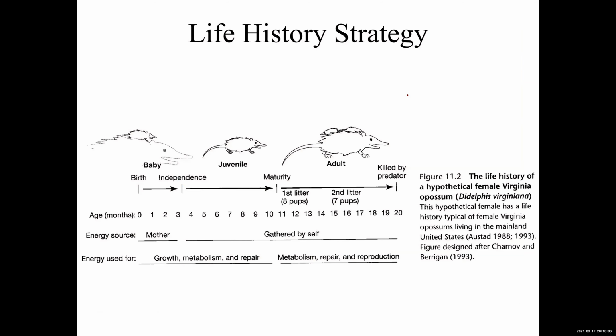So what I mean by life history strategy is all of these characteristics that go into determining how long they live, what their survival rates are. And when we think about life history strategy, it is going to be all of the things that end up contributing to growth, survival, and reproduction.